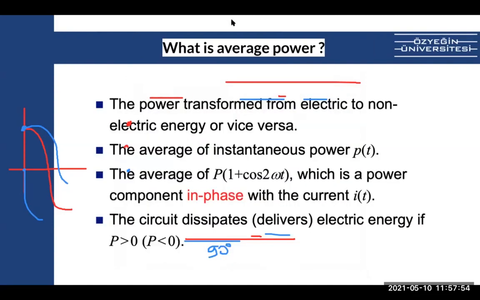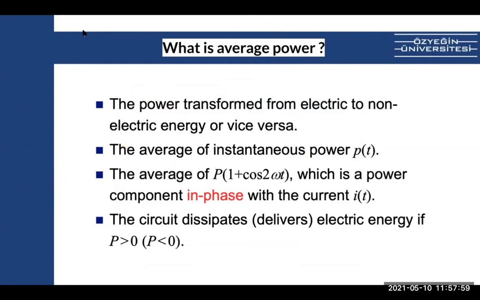Okay, so I already explained these things, average power, but I can explain again so you will not forget. As I mentioned, the average power is the power transformed from electrical energy to some other energy, just like in the resistor, where electric energy converts to heat, right? Or it might be something else. The electrical energy turns into some other energy. And that is the definition of average power.